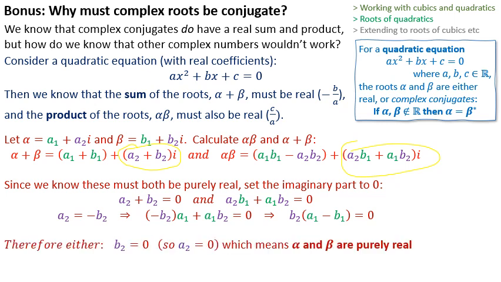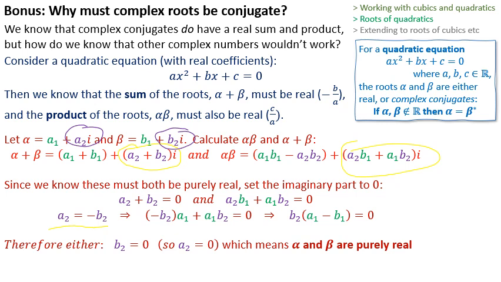Maybe B2 is 0. Well, if B2 is 0, look back here and you'll remember that A2 is equal to negative B2. So if B2 is 0, then A2 is also 0. And B2 and A2 are the imaginary components from way back at the beginning. They were the pieces in front of i. So in this particular case, alpha and beta are just A1 and B1. There's no i component.